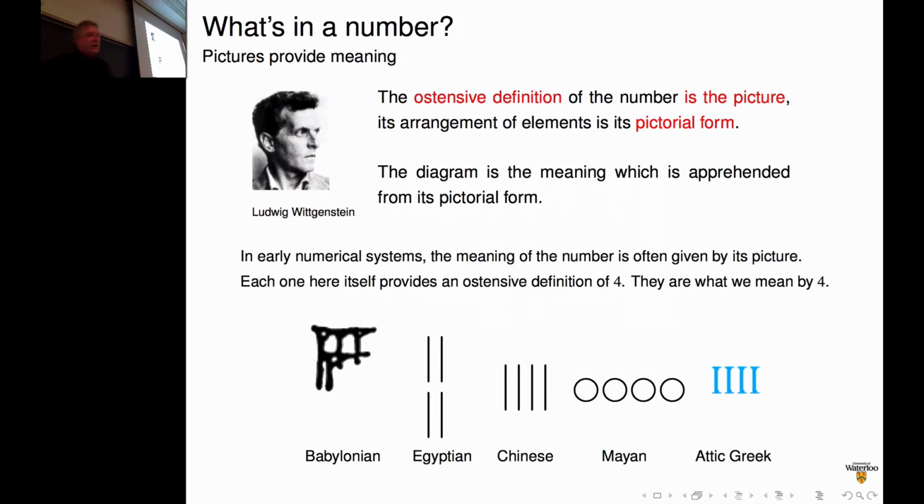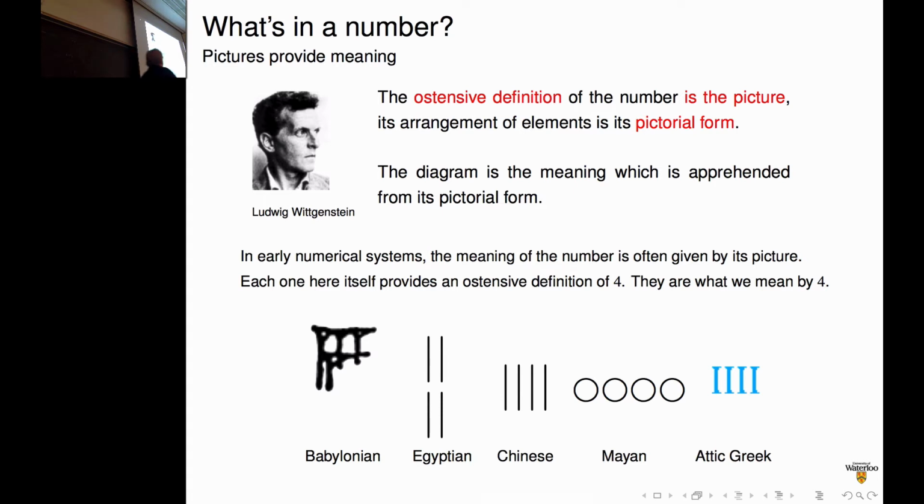One of the greatest philosophers of the 20th century, Ludwig Wittgenstein, was interested early in his career especially in how pictures provide meaning, sort of this picture theory of meaning. And so we want to think about, does the picture itself define what it represents? Is it really the definition?